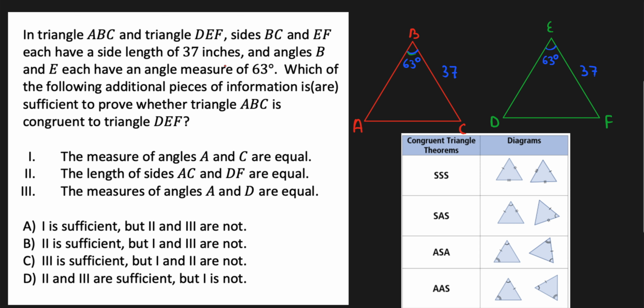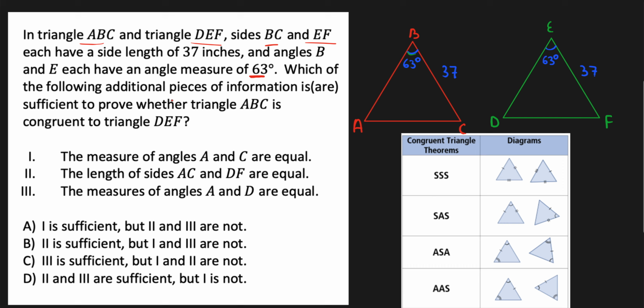I already drew the triangles and the angles and sides that were given in this task, but let's read it together. We have two triangles, ABC and DEF. As you can see, I drew them. Sides BC and EF, which are these sides, are 37 inches each, okay? And angles B and E each have an angle measure of 63 degrees. I also drew this 63 degrees.